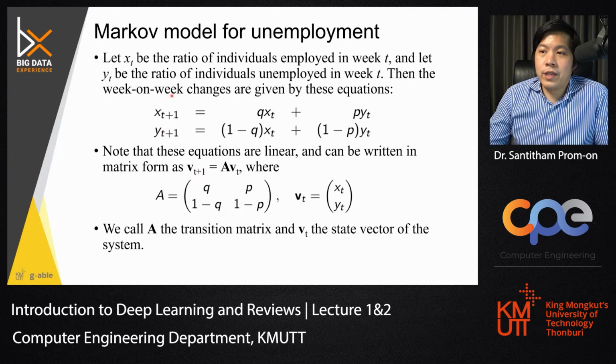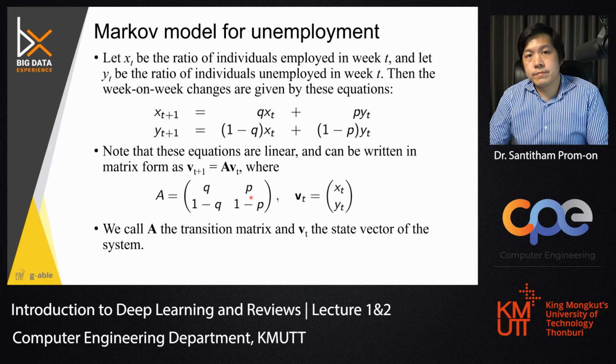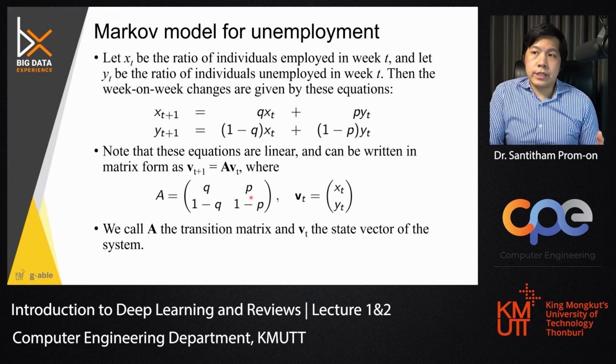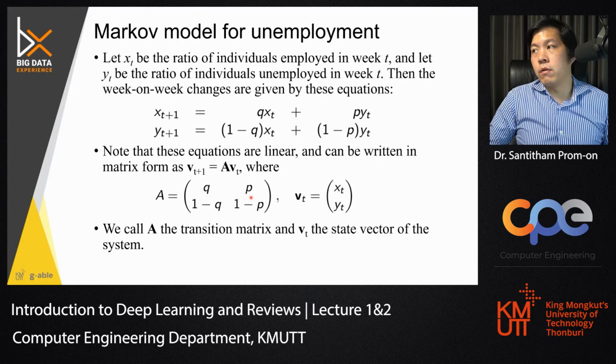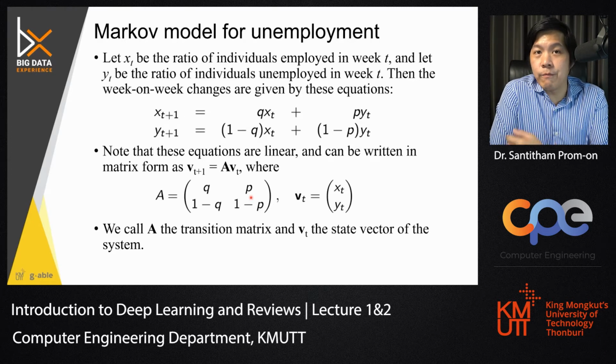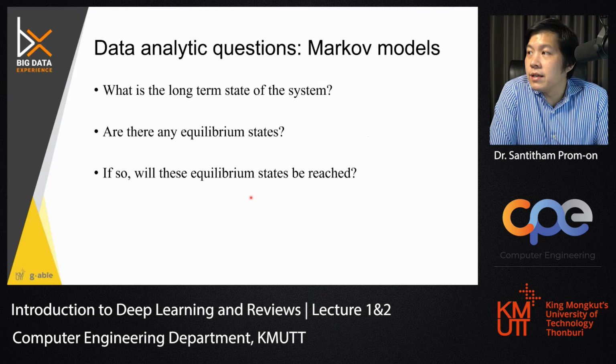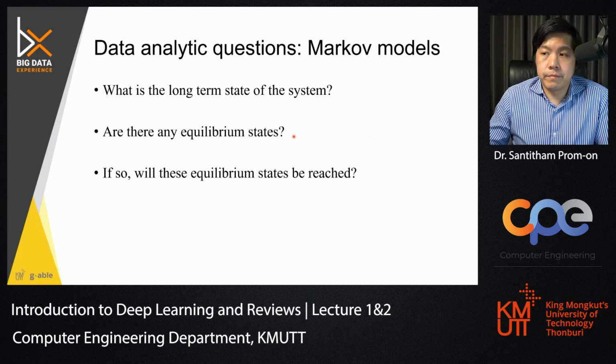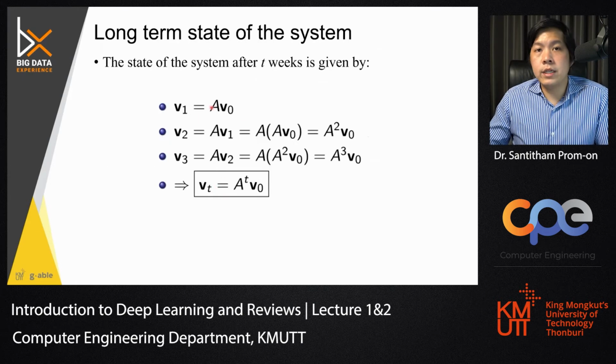Right, and V at time T plus 1 is X_T+1 and Y_T+1. V at time T is X_T and Y_T, and the coefficients are Q, P, 1 minus Q, and 1 minus P. Once we reach this stage of the model, we can determine the behavior of this dynamical system, the long-term state, which is called the equilibrium, whether there is an equilibrium in the model. How do we determine that?